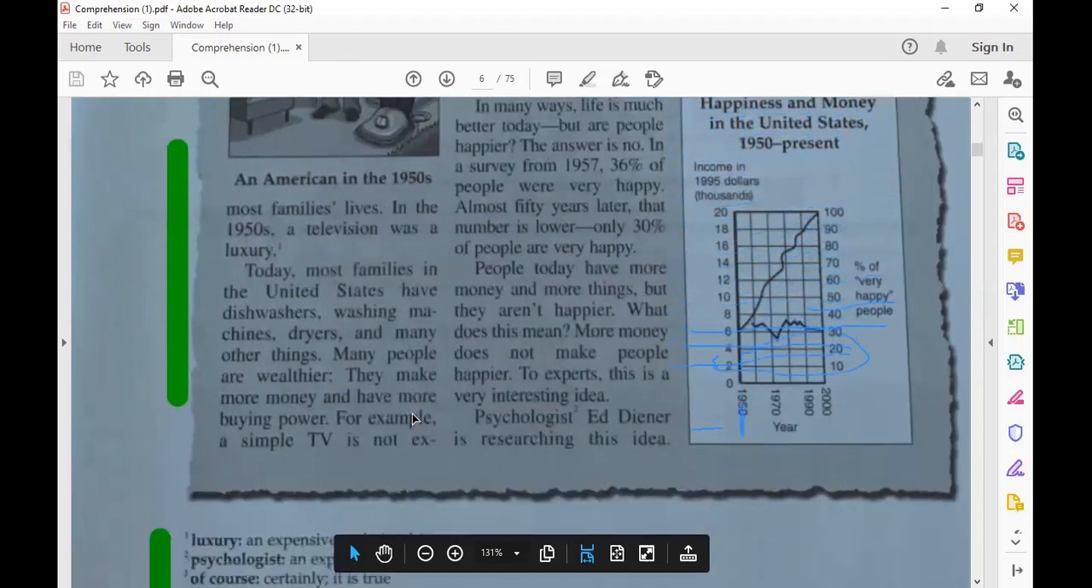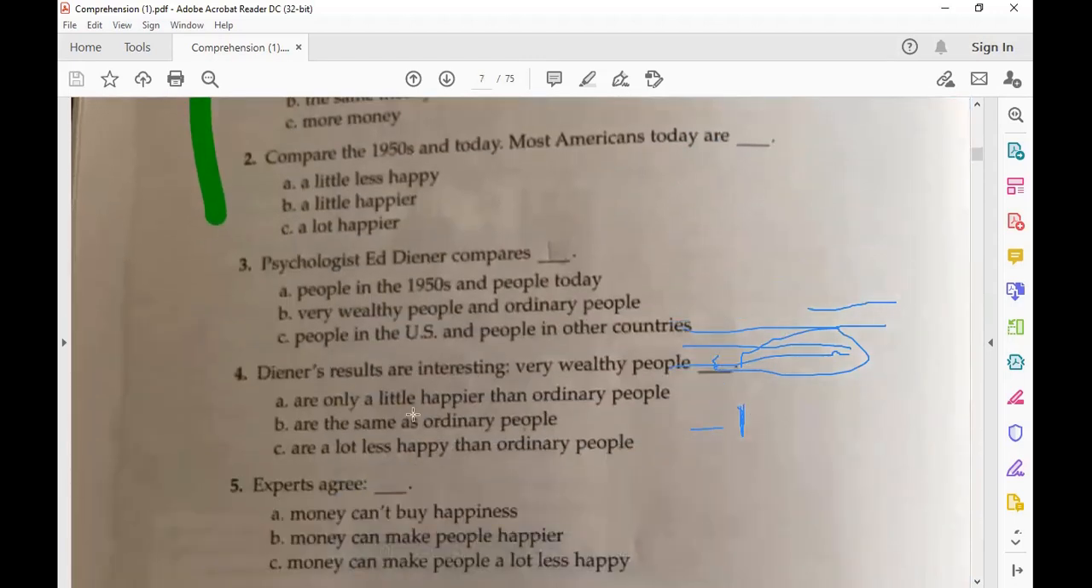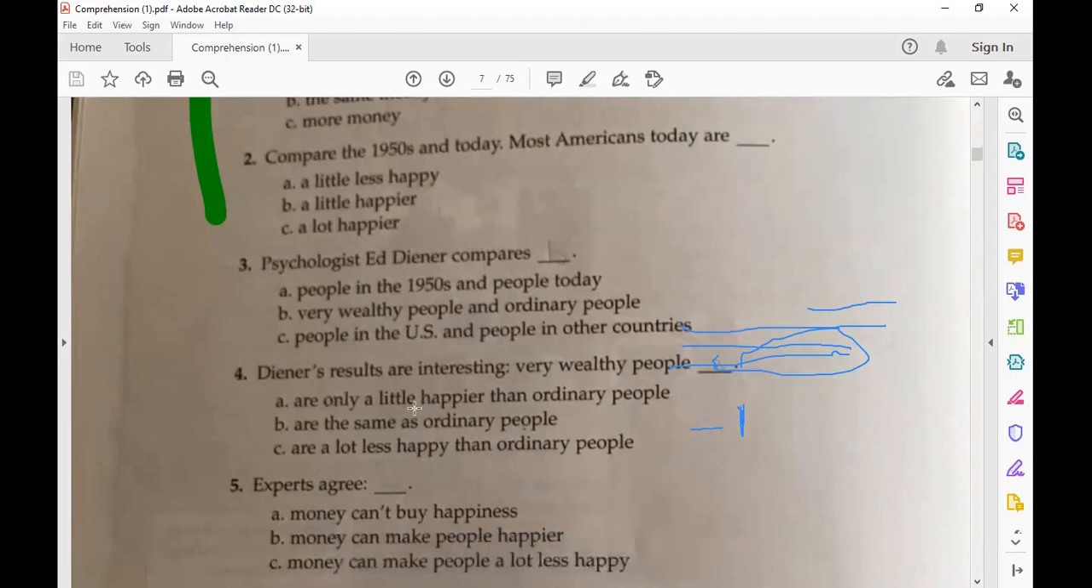I think it's answer C, or a lot less. Okay, Diner results, very wealthy people are only a little happier than ordinary, are the same as the ordinary, are a lot less happy. A. So a little happier. Yeah, it's B, a little happier. Are only a little happier.